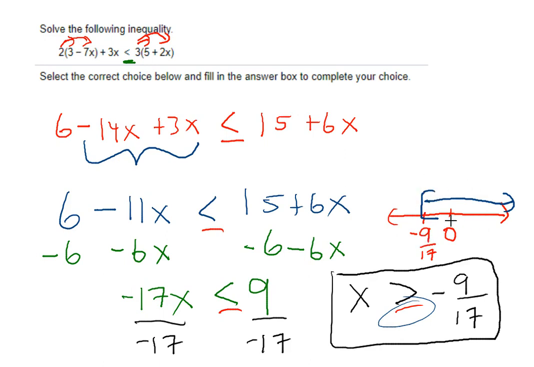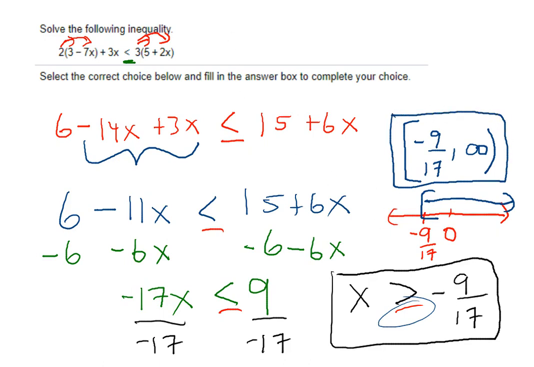The smallest number, the number furthest to the left, is negative 9 over 17. The number furthest to the right is infinity because it goes forever to the right. This time we put brackets on the negative 9 over 17, just like we did in the graph, for the same reason. We want to include it in the solution set because of the equals to. But the infinity we never can include. We always put parentheses on infinity. All right.